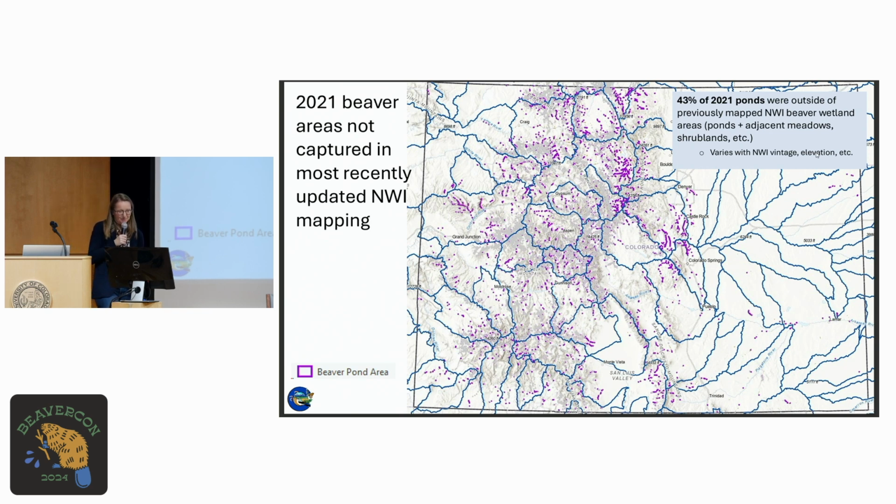So we filled a lot of gaps in places like the headwaters of the Colorado River, even out on Colorado's western slope in some of these drier areas, but also in places like the Plains and even the Front Range metropolitan area.